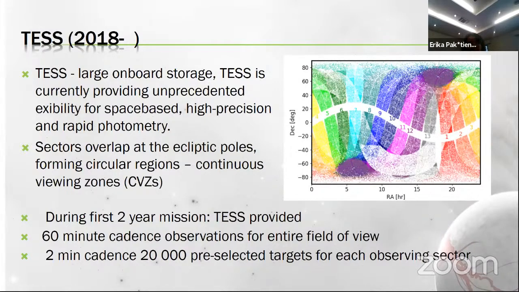continuously. And TESS has a big storage, so it stores full frames of all these sectors. So all stars from the field may be analyzed. During the first 2 years, TESS observed stars using 60 minutes cadence and stored full field frames with such cadence, but it also produced 2 minutes cadence light curves for 20,000 preselected stars.